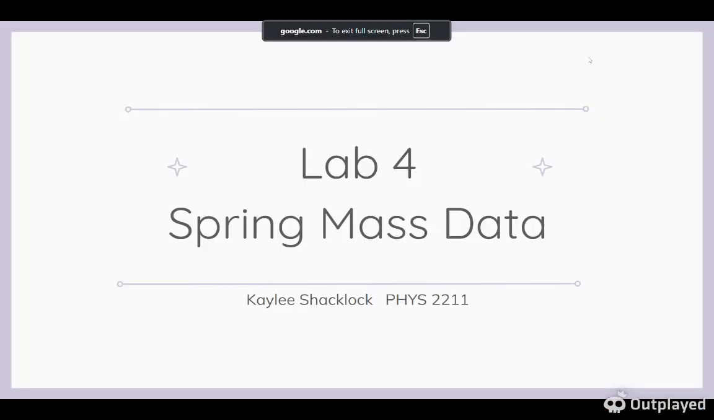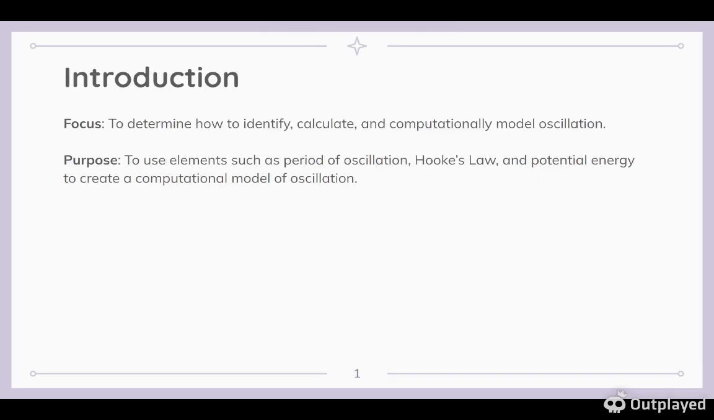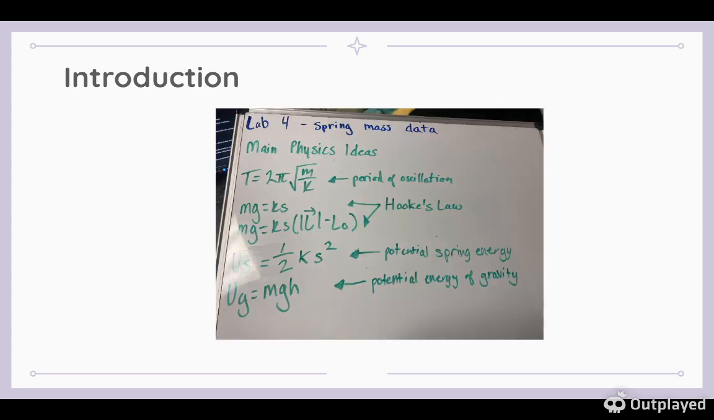This is Lab 4, Spring Mass Data. Introduction. The focus of this experiment is to determine how to identify, calculate, and computationally model oscillation. The purpose was to use elements such as period of oscillation, Hooke's law, and potential energy to create a computational model of oscillation. Some of the main physics ideas were period of oscillation, Hooke's law, potential spring energy, and potential energy of gravity.